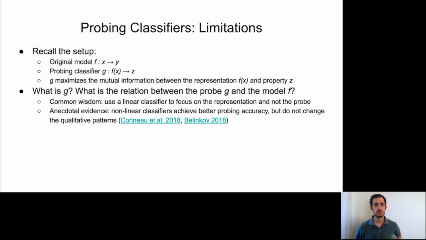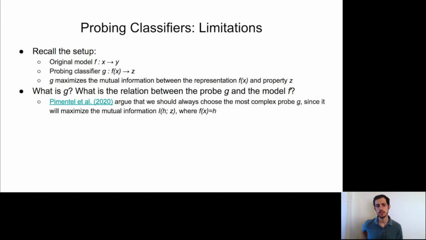Another problem is, what is G? And what is the relation between the probe G and the model F? Often people suggest using a linear classifier. The heuristic is that a linear classifier enables you to focus on the representation and not the probe itself. There's some anecdotal evidence comparing nonlinear and linear classifiers, and people have noticed that nonlinear classifiers achieve better probing accuracy, but they don't really change the qualitative patterns. Meaning, if a layer is better on the linear classifier, it's also better on the nonlinear classifier.